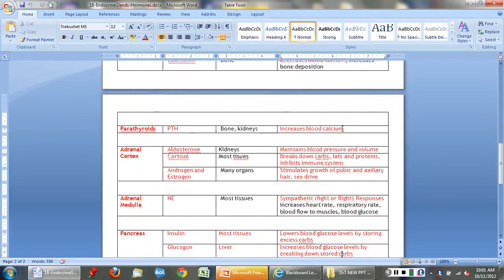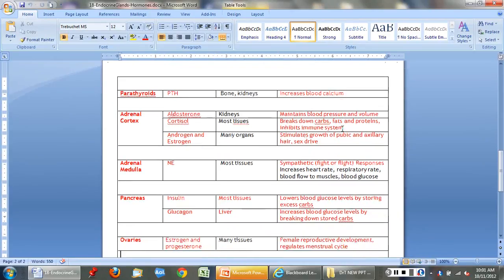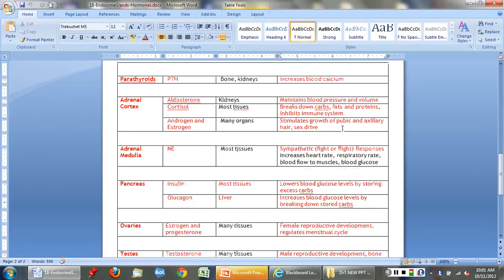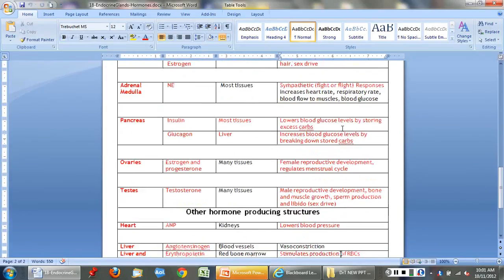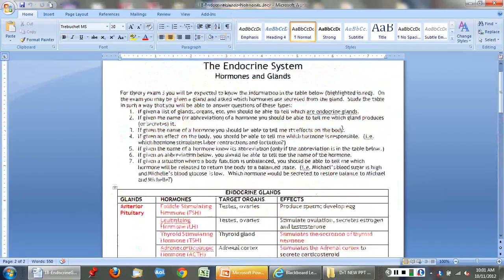Okay, and normally what I'll do on the test is I'll have a matching section where you have to match the hormone with the gland and also match the hormone with the effect. So don't worry about the target organ. Just the ones in red. And speaking of target organ, okay, so you all told me the endocrine system is made up of endocrine glands. What do those glands do?